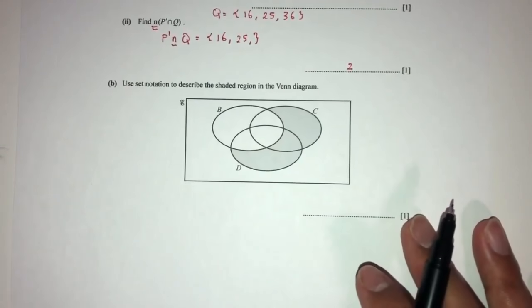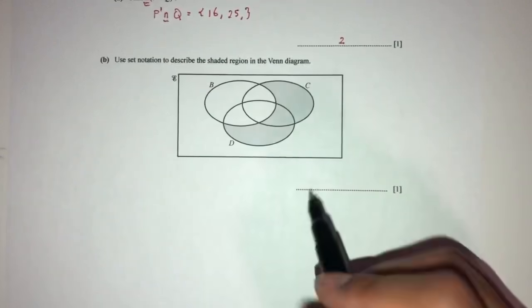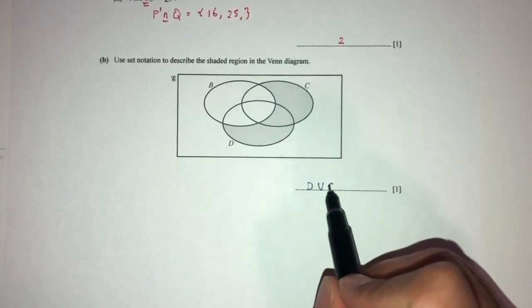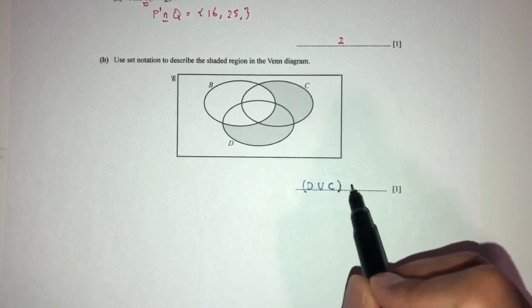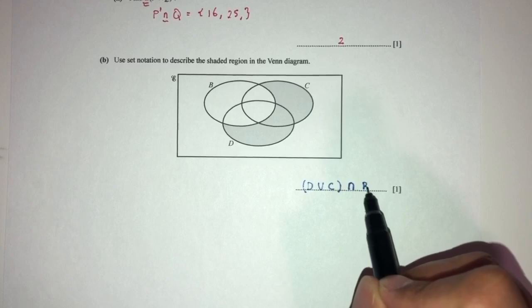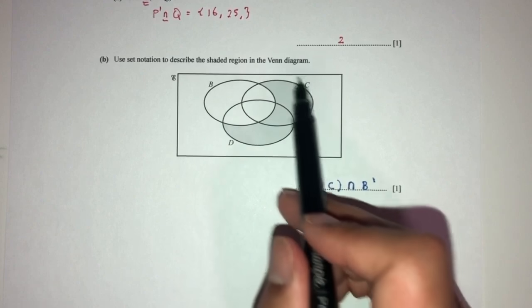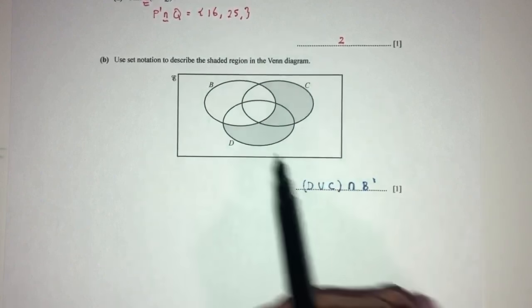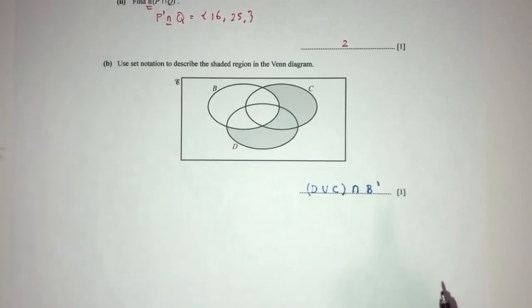Now for part B, we have to use set notation to describe this one. So also pretty easy. It is D union C, and these two intersecting B prime. Everything outside of B. So first we take D and C, both together. As you can see, we do not include B, so intersecting B prime will be outside of B. We will only have this one as the result. That will be part B of your question.